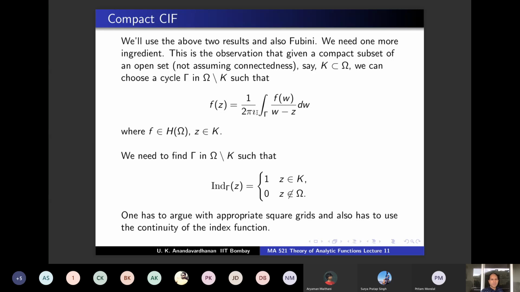So this is another ingredient. The point of this is that you can choose such a cycle outside K in omega using the compactness of K. Only then can you make sure that when you cover K by square grids, you can choose the grid size small enough so that all the grids are inside omega. So there you use the compactness of K. So we will assume this also. Let's skip the proof. We will discuss it if you want, at the very end.